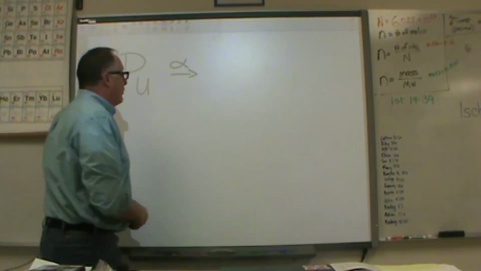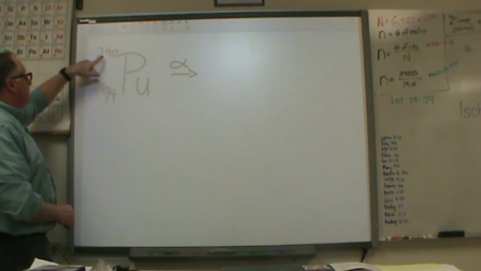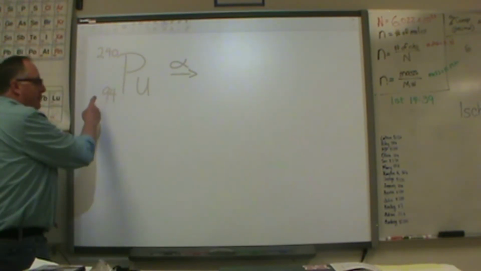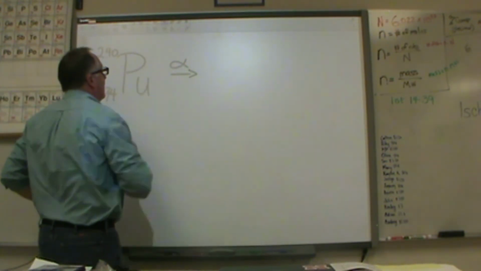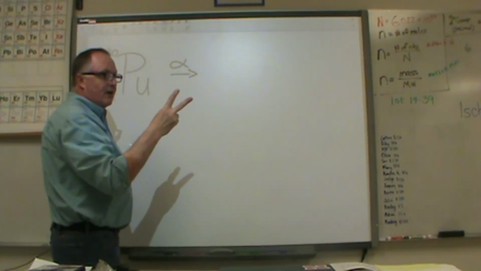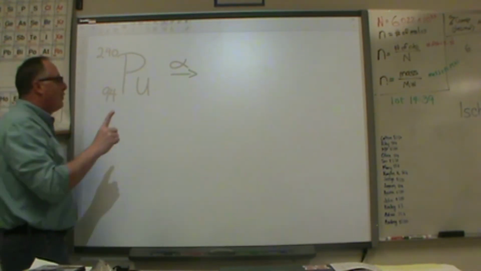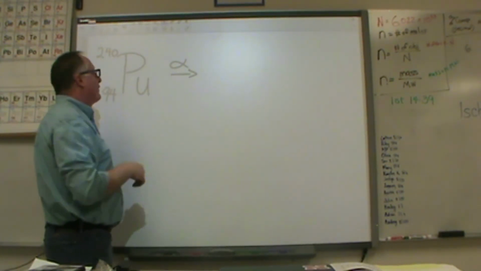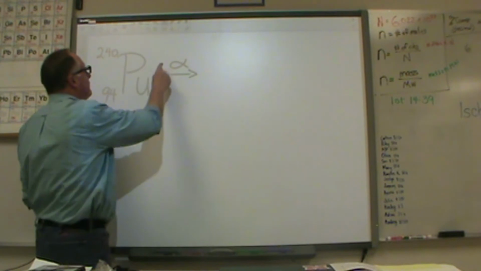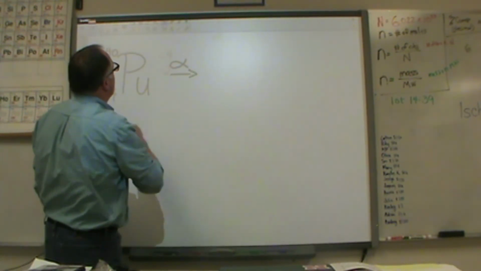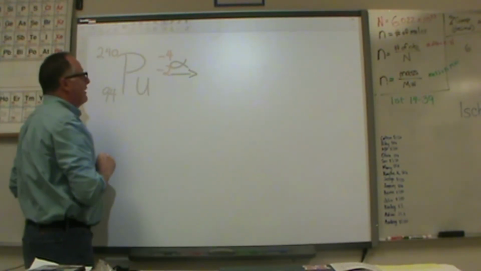So if we do this one, it gives off plutonium-240. If you look on your periodic table, plutonium's atomic number is 94, and it gives off an alpha particle, which is 2 protons and 2 neutrons. Each one of those has a mass of 1, so 2 plus 2, we're losing 4 from the mass, and we're losing 2 protons, so we're losing 2 from the bottom number. So every time you do an alpha decay, you're going to lose 4 from the top and 2 from the bottom.